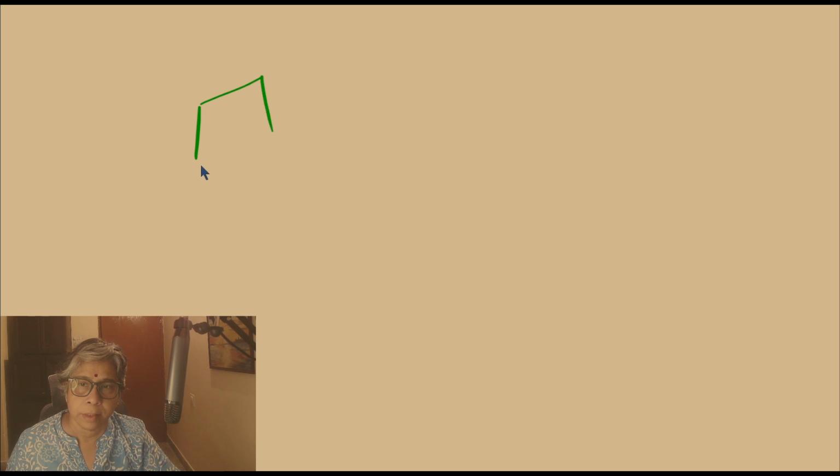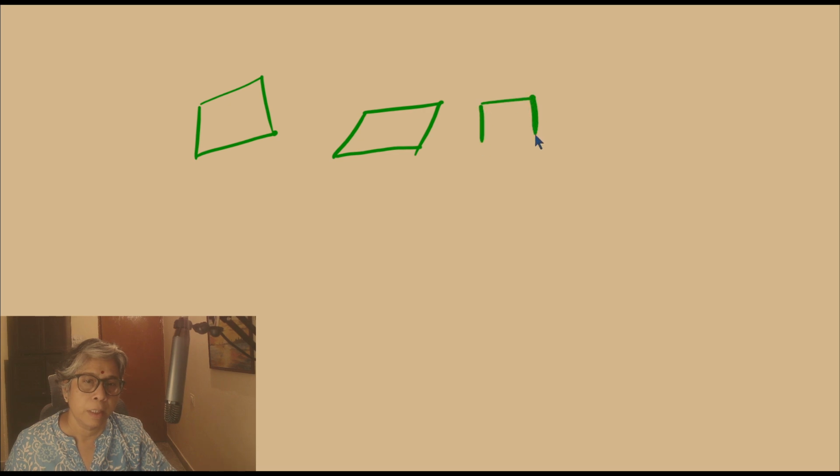We are learning about four-sided figures, namely quadrilaterals. So let's explore the properties of quadrilaterals one by one. A quadrilateral basically can look like this, or this way, or it can just be a simple square, with all four sides equal.